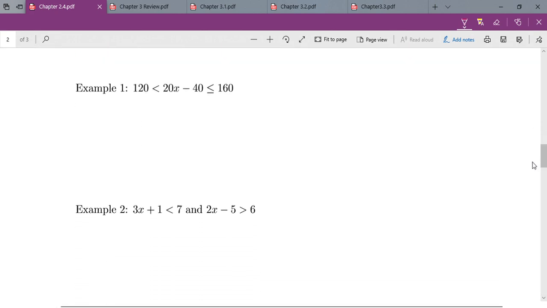So we have another example here. In this example, we have 120 is less than 20x minus 40, which is less than or equal to 160. The first thing I'm going to do is add 40 to all three sides so I can get my x piece by itself. So I'm going to add 40 here, here, and here.